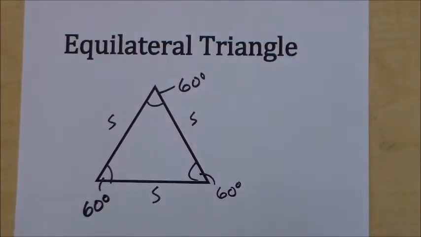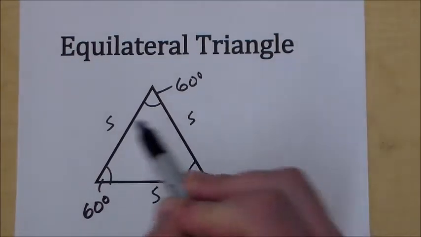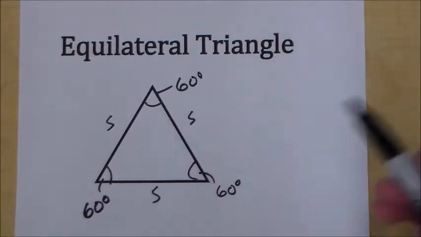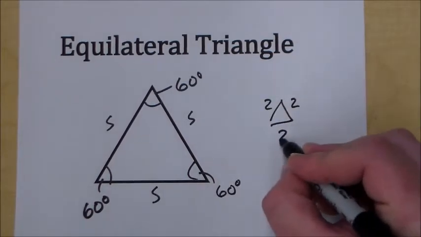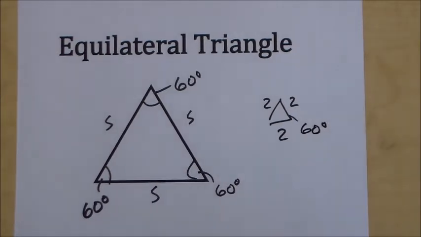And each side length can be whatever you want that side length to be, but the side lengths all have to be the same. So if you know all the side lengths are the same, you know it has to be an equilateral triangle, and you know the angles have to be 60. So for example, if you're told that you have a triangle and each side length is 2, 2, 2, you know that that angle has to be 60 degrees.